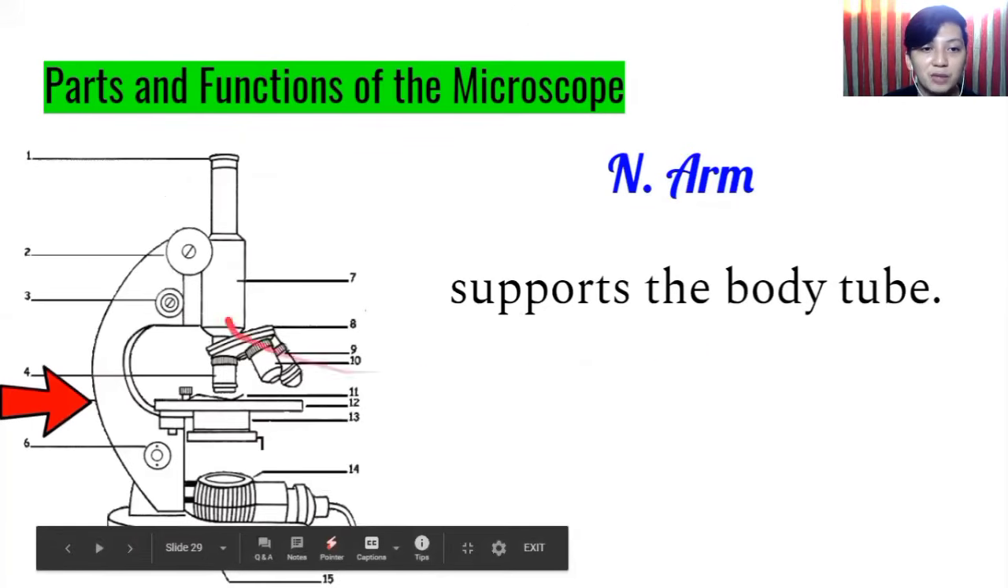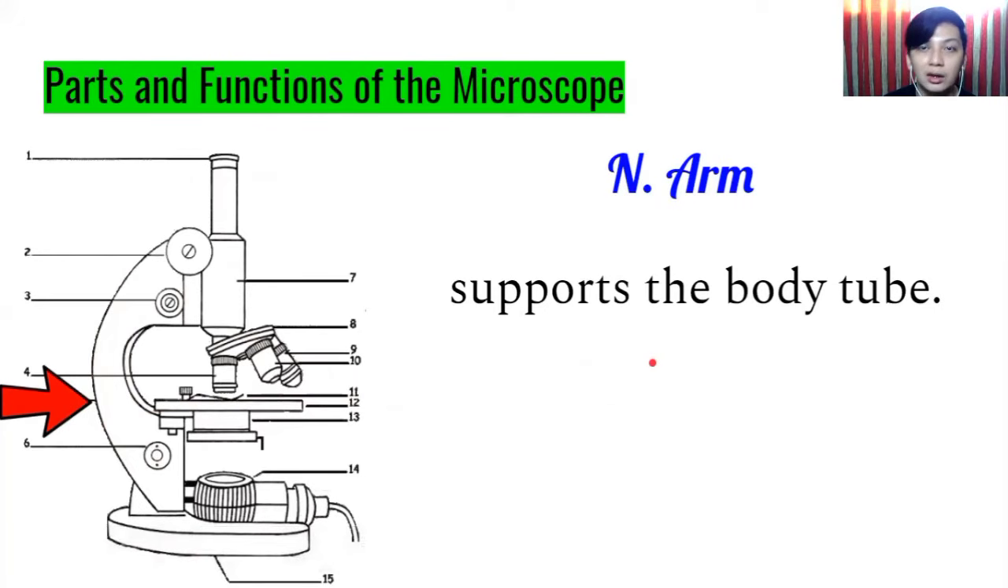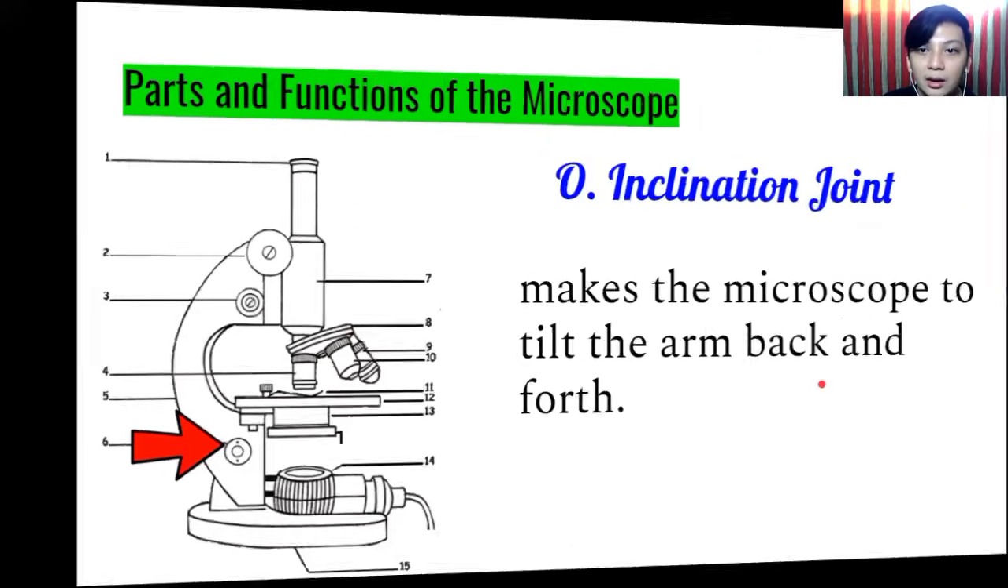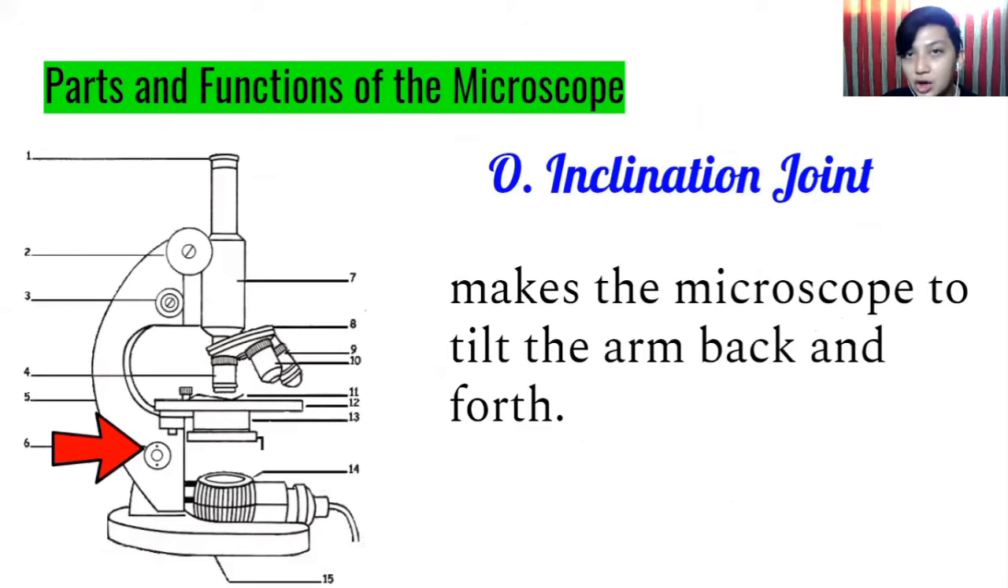And then the arm. So this letter C structure of the microscope is the arm. It supports the body tube. So you can also use it to hold the microscope, in the arm and also at the base, for its proper carrying.